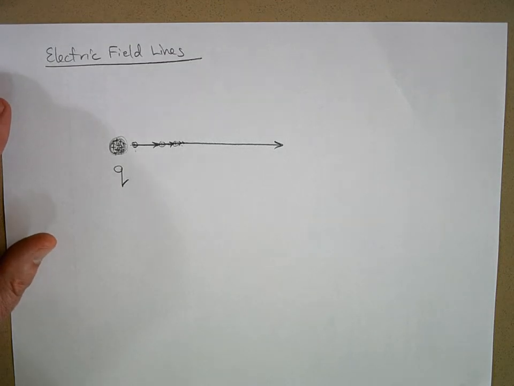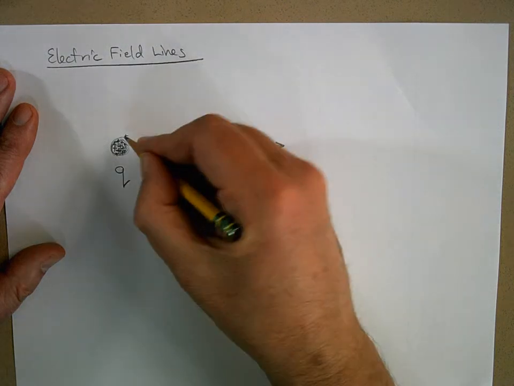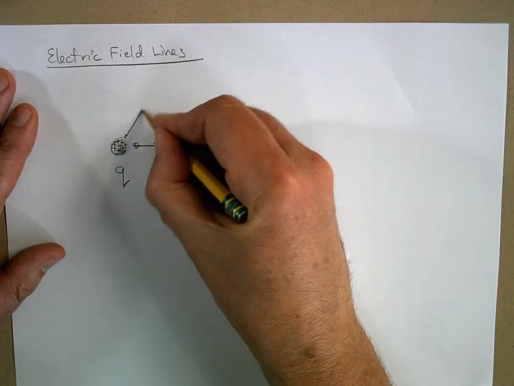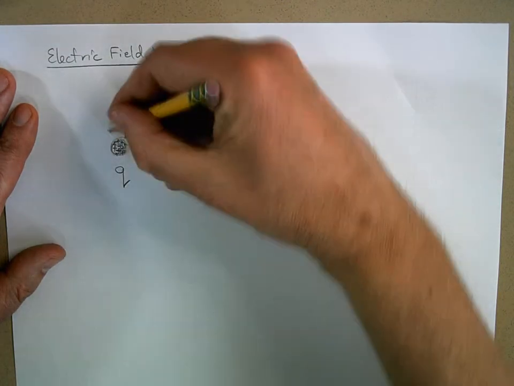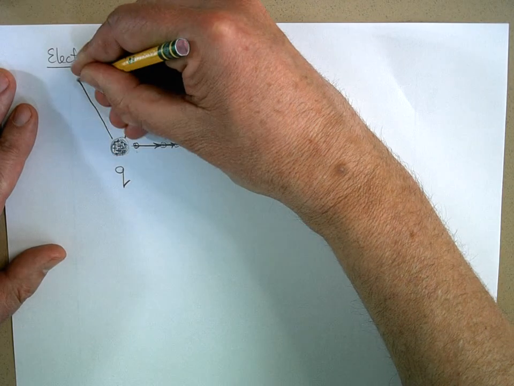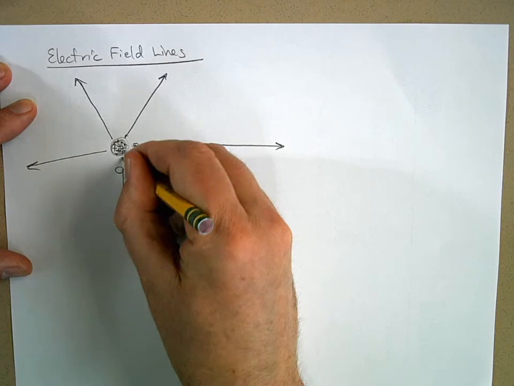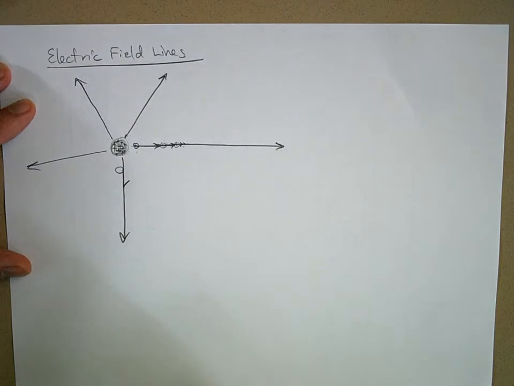Now, what if I started right here, put my positive test charge right there? Well, it would get pushed away, and it would just go out like that. Like that. Like that. Like that. Okay? So, these are electric field lines, and they kind of tell you this.